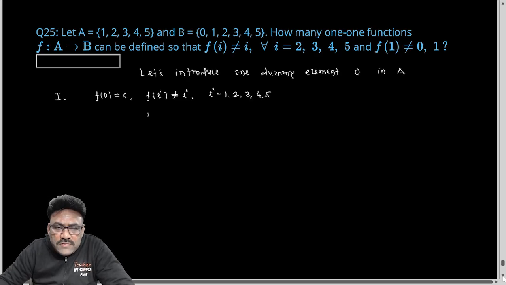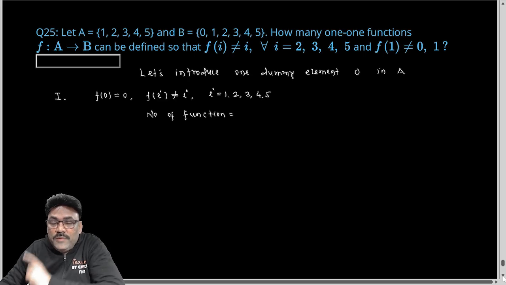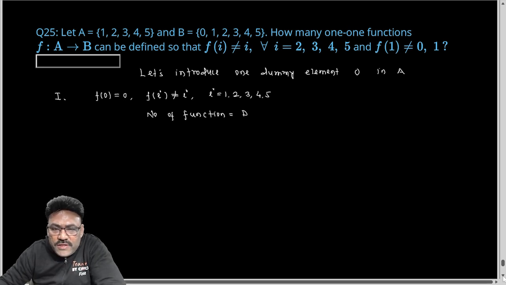So how many functions you are getting in this case? In this case, the number of functions will be simply, see, F0 is 0, so 0 is already mapped with 0. And for the remaining 5 elements, Fi is not equal to i. For these 5 elements, the number of functions will be D5, derangement of 5 objects.